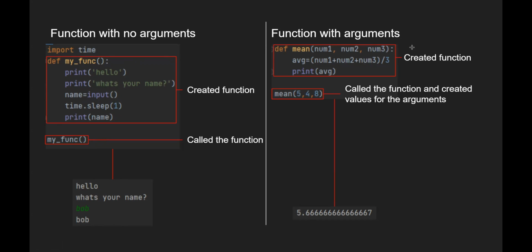And then a function with arguments, it's called mean. We can create one. So if we say def mean, we have 3 numbers inside. There's 3 arguments. We call it num1, num2, and num3.